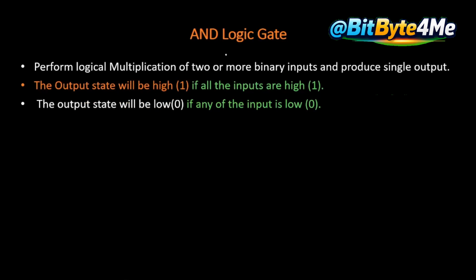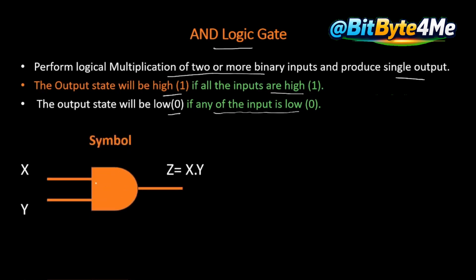Next gate is the AND gate, which is a very important gate, and it is used for multiplication of two or more binary numbers. It takes two or more inputs and produces a single output. The output will be high if all the inputs are high, and it will be low if any of the inputs is low. Even if a single input is 0, the output will be 0. For getting 1, you must have all the inputs high, meaning 1.